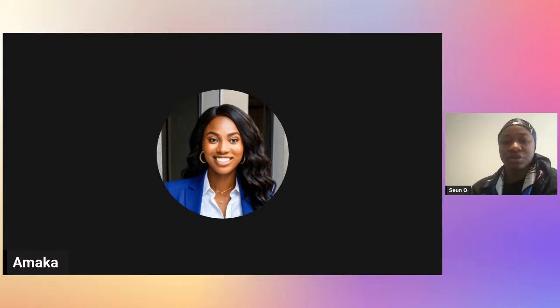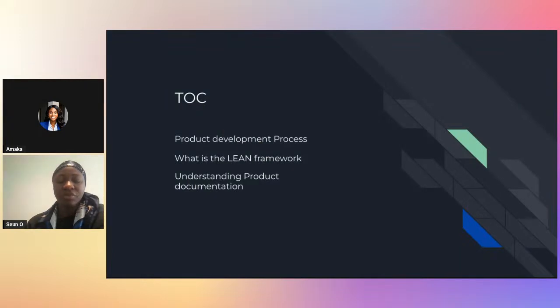Our topic for today is product development, and by the end of today, I would want you to understand the product development process, what the lean framework is, as well as understanding the documents that a product manager is supposed to present and the importance of those documents.